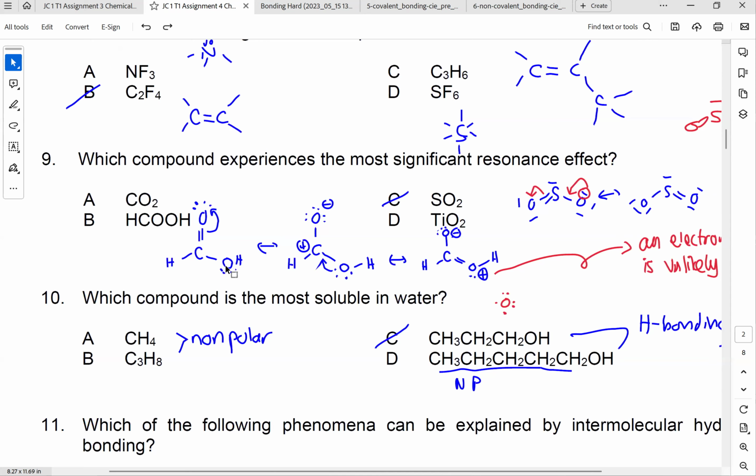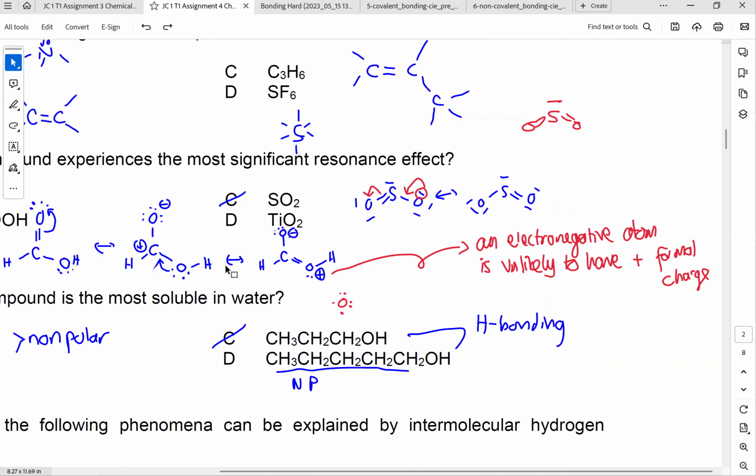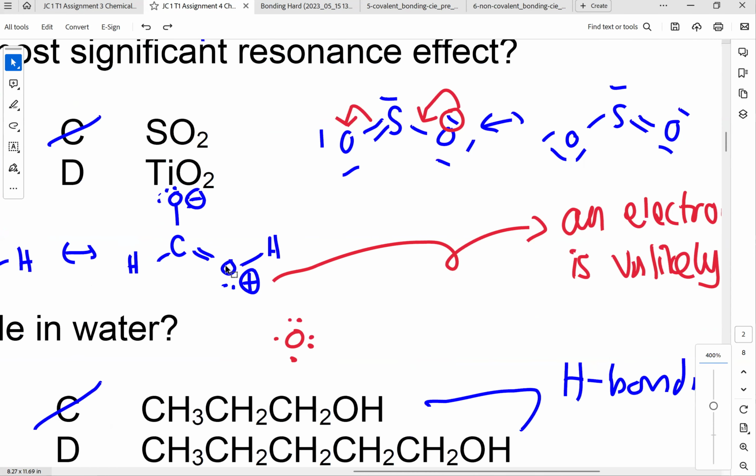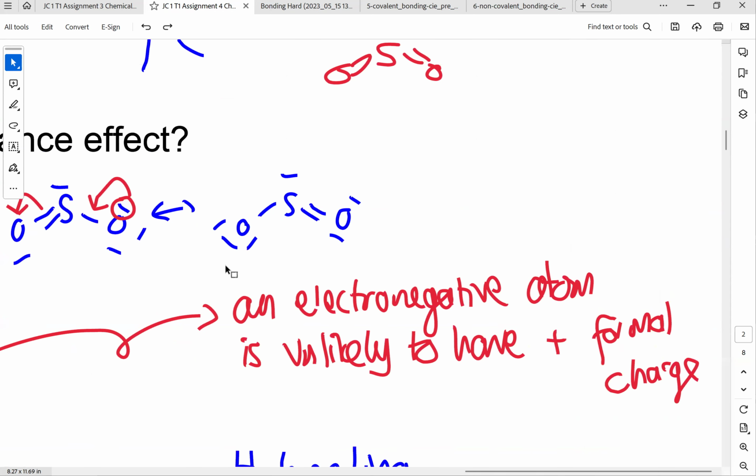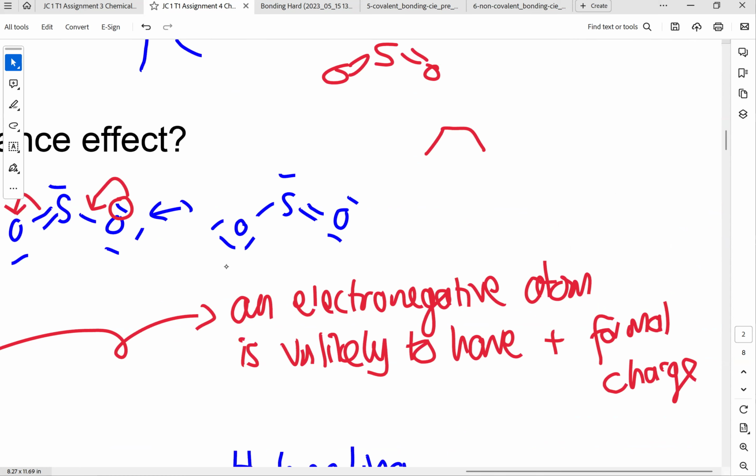Miss, what's resonance effect again? Is it delocalizing of electrons? Yes, it is delocalizing of electrons, particularly if you have a very large structure like graphite, you have different hexagons together, right? So it goes on and on and on.